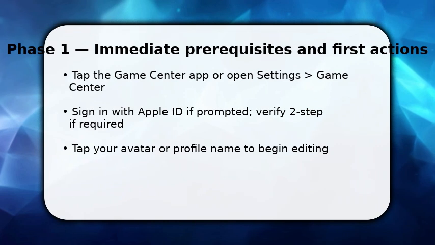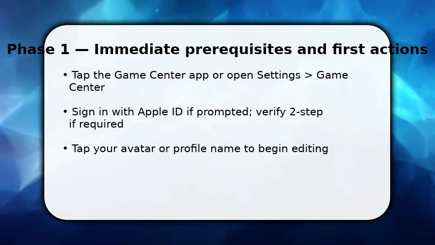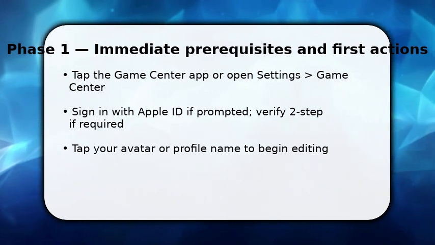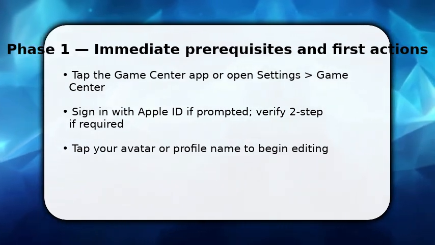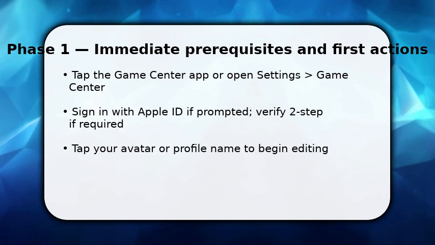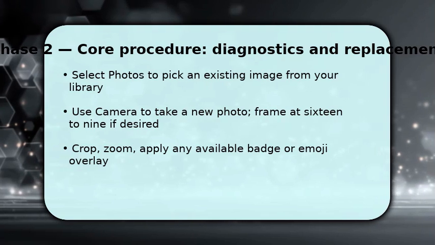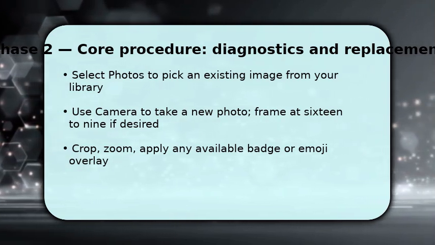Tap the avatar or the profile card to open the edit view. Do this now so you can change the image. The app needs permission to access photos. If it requests photos or camera access, allow it, otherwise you won't be able to pick or take a new picture. Once you're in edit mode, choose whether to pick an image or create one.